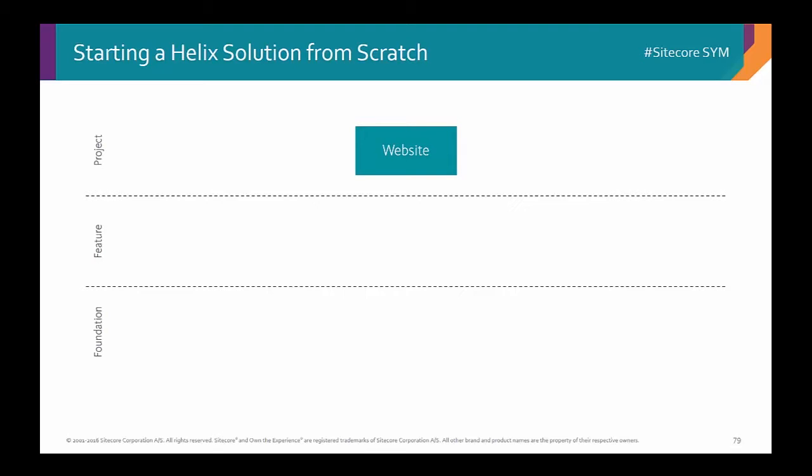I sometimes like to call the project layer the context layer, because this is where we take all the features, all the concrete implementations and put them into a context. Now on this slide I just called it website. In Habitat they call it website, but the name should actually be something that the end users can understand. It could just be website.